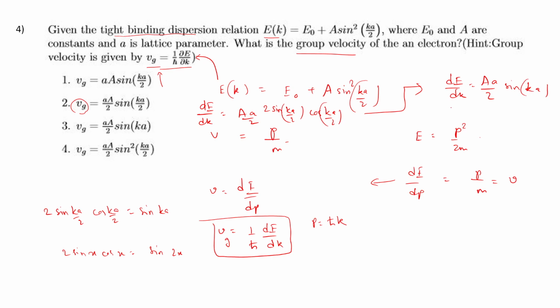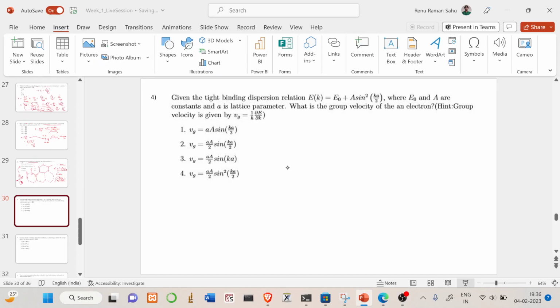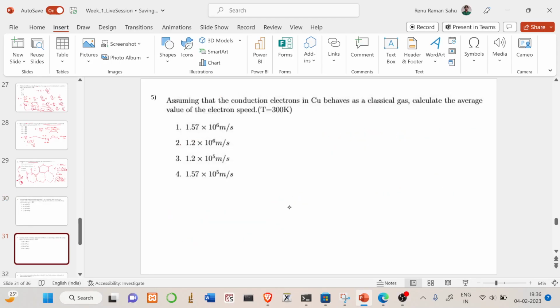Okay, so the group velocity will be a/2 sin(Ka). There should be a 1 by ħ factor, sorry. So it is (a/2) sin(Ka). There should have been one ħ factor, but this is the closest to the expression. So we'll go to the next question.